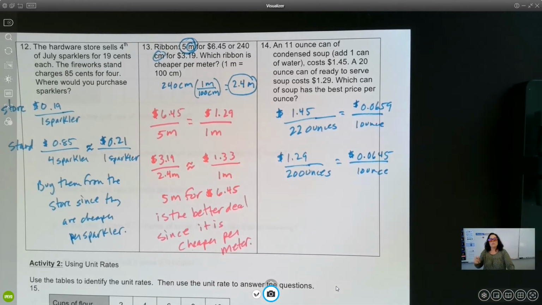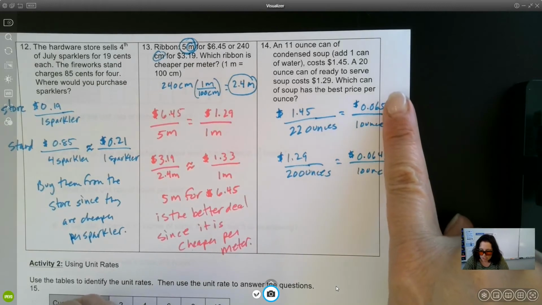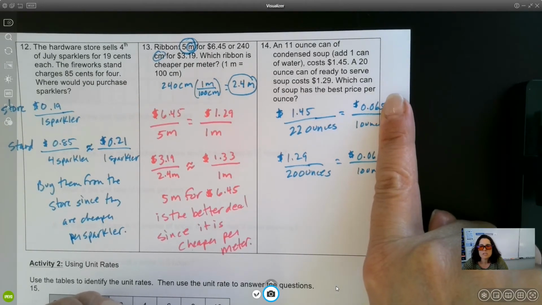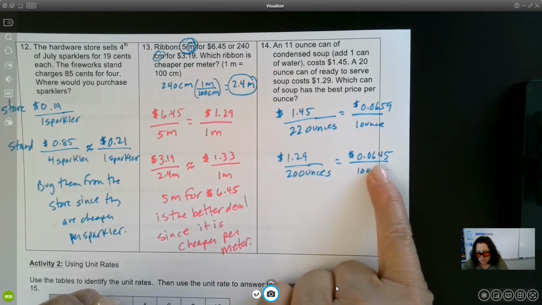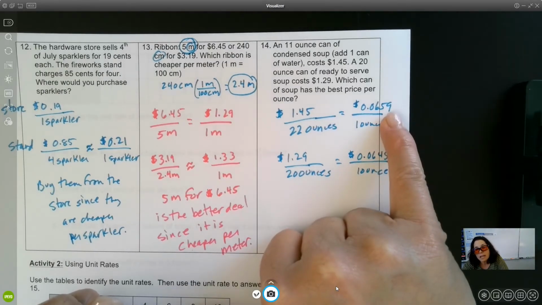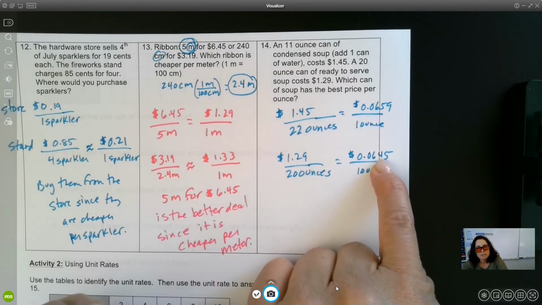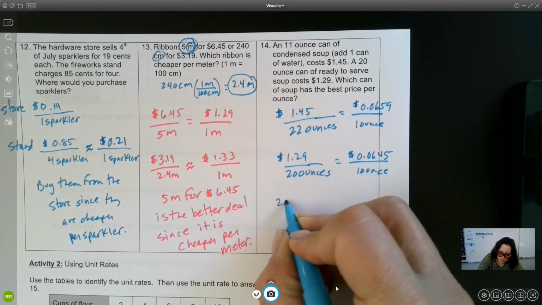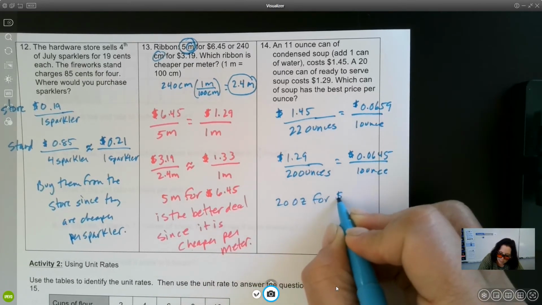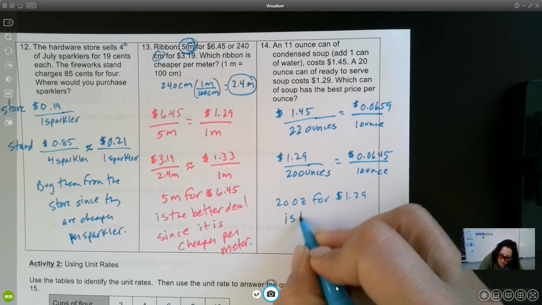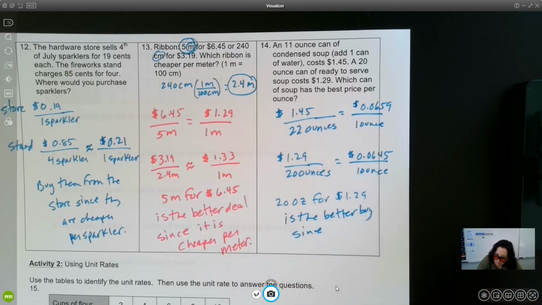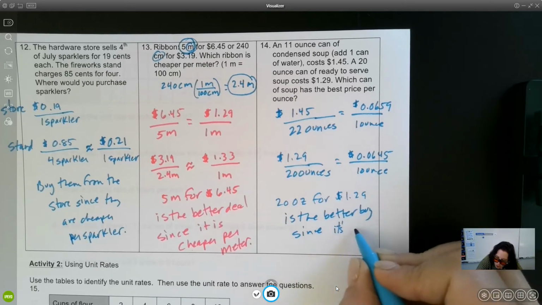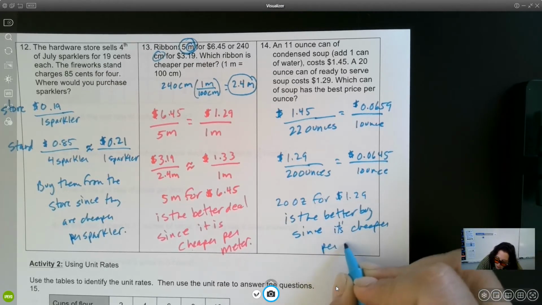Okay, now money per ounce, we want the cheaper one. Now if you didn't carry all these digits, they would look like they're the same, 6 cents an ounce, but that's not true. This one's cheaper because it's 6 cents with the 45, and this has the 59. This is the smaller number. Okay, so 20 ounces for $1.29 is the better buy, since it's cheaper per ounce.